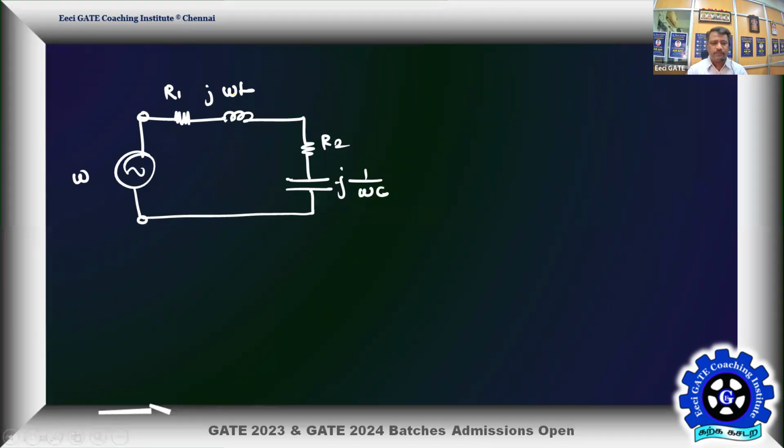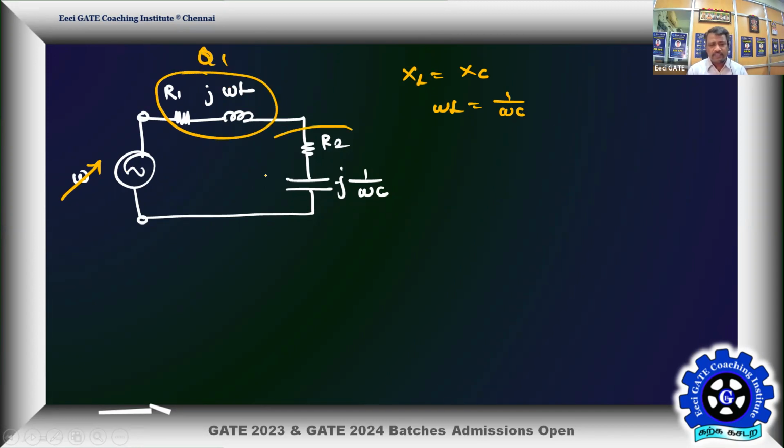So once again, assume omega is varied and omega is the same as the previous omega. Then to obtain resonance, XL should be equal to again what? XC. That means omega L is equal to 1 by omega C. Assuming the circuit is in resonance at the same frequency, then this Q is given as Q1, and this Q is given as Q2.